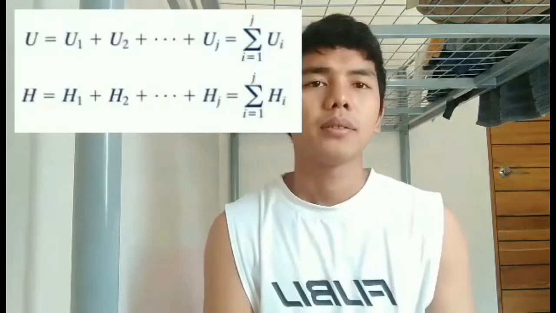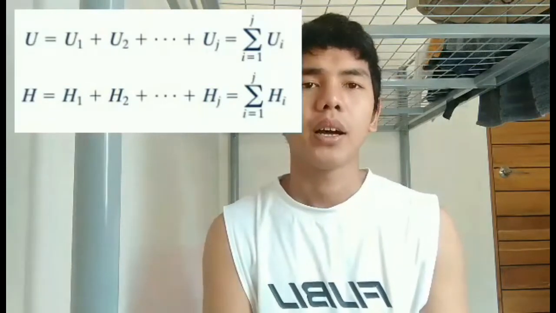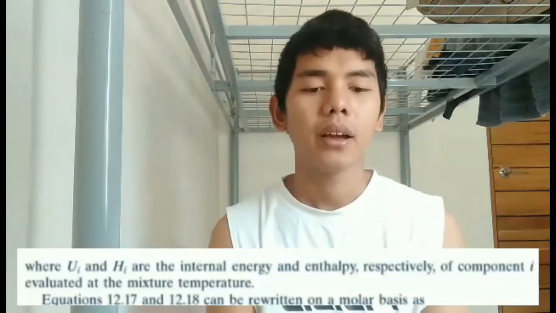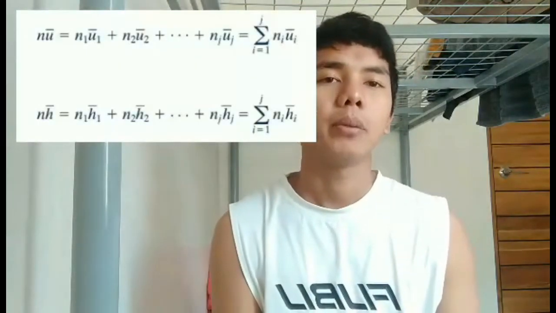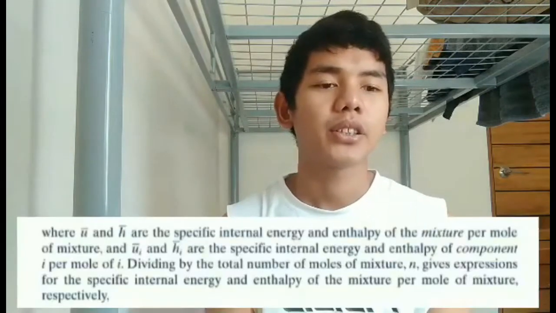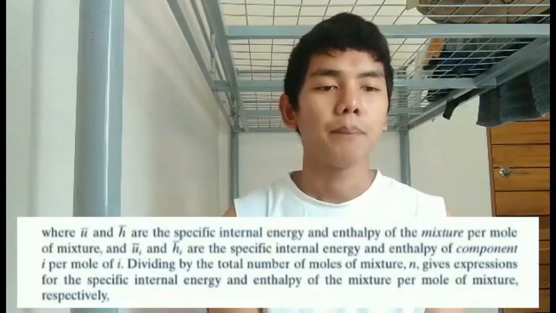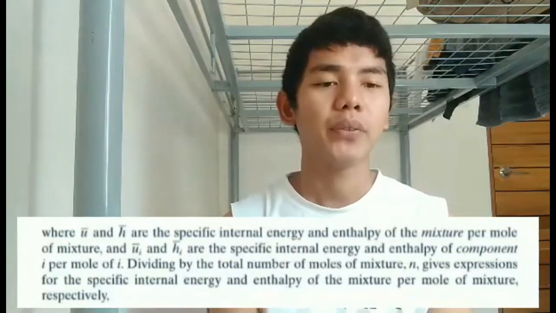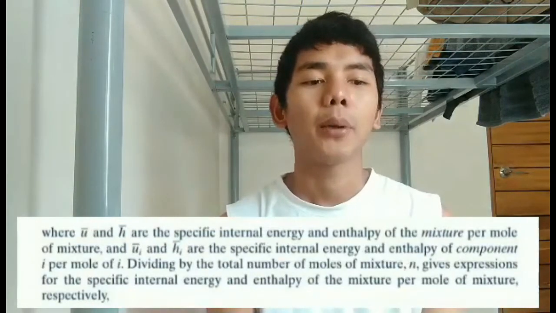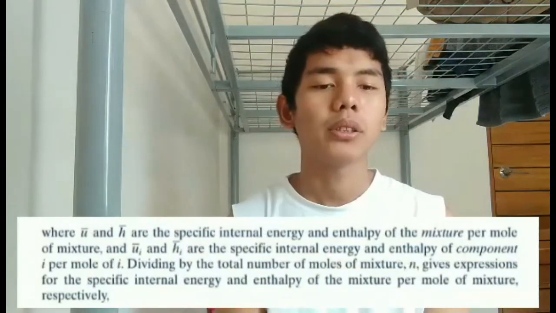here is the equation for the enthalpy and the internal energy, where Ui and Hi are the internal energy and the enthalpy respectively of component i evaluated at the mixture temperature. It can be rewritten on a molar basis as this equation above, where U and H are the specific internal energy and enthalpy of the mixture, per mole of mixture, and Ui and Hi are the specific internal energy and the enthalpy of component i per mole of i, then dividing by the total number of moles of mixture.